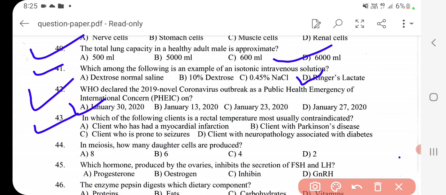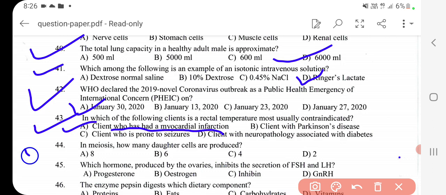Next, 43. In which of the following clients is rectal temperature most usually contraindicated? A client who had a myocardial infarction, a client with Parkinson's disease, a client who is prone to seizures, and a client with neuropathy associated with diabetes. So in which condition is rectal temperature most usually contraindicated? A client who has myocardial infarction. So the right answer is option A.